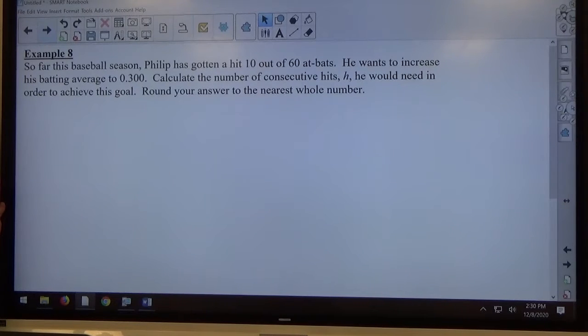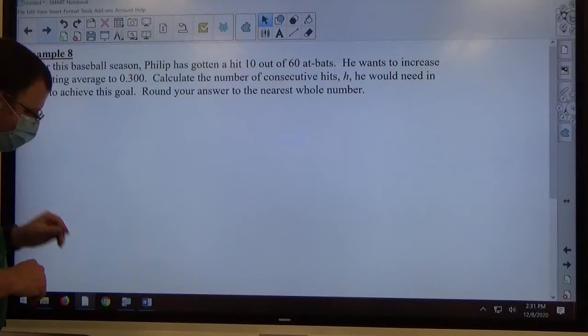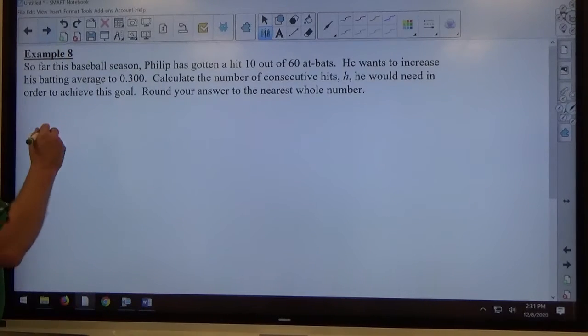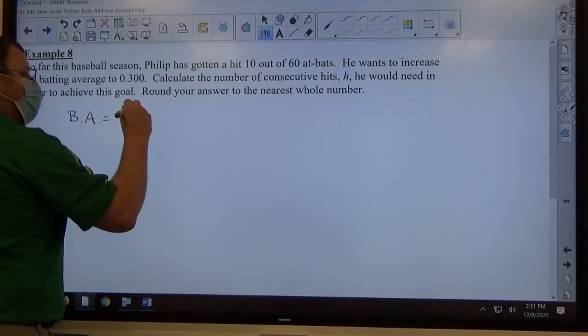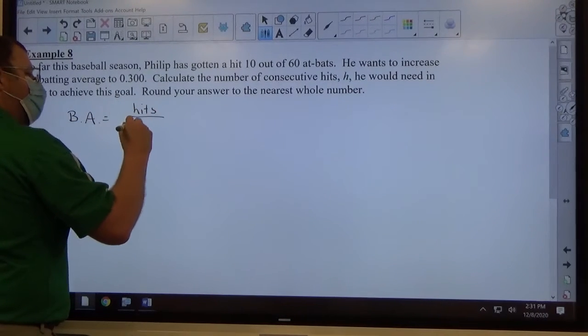Now, consecutive hits means that he's going to get more hits, but he's also going to get more at-bats, okay? If you don't know anything about baseball, every time you step up to the plate and you hit the ball, or you strike out, or you get an error, that represents an at-bat. If you walk, it doesn't count as an at-bat or a hit. So your batting average only increases if you get a base hit when you appear at the plate. Also, the other thing you need to know about batting average is how they figure it out. Batting average is equal to the total number of hits divided by the total number of at-bats.